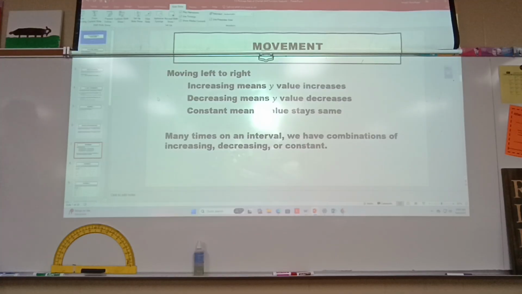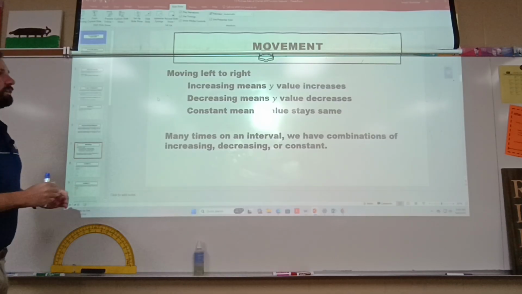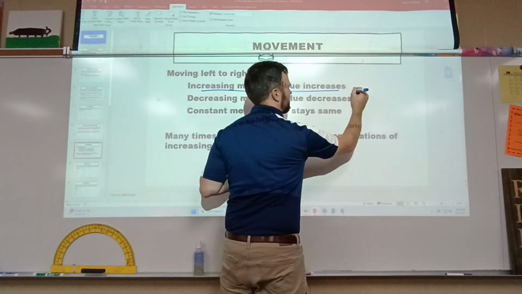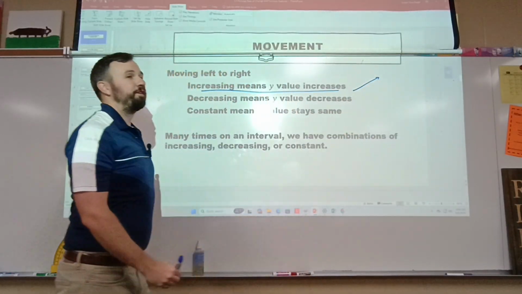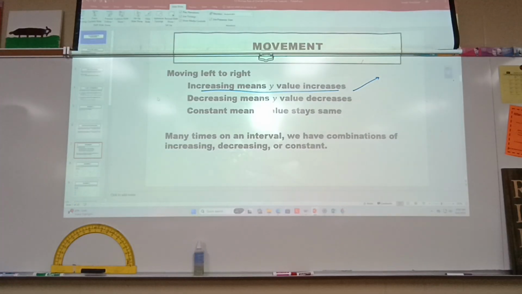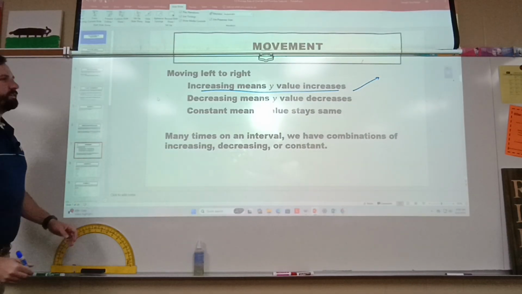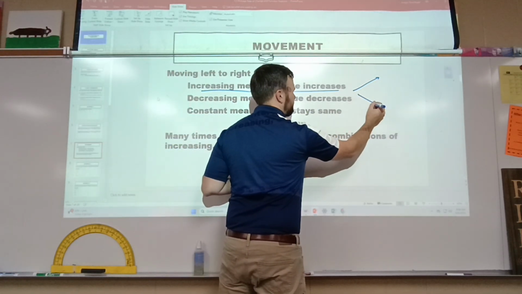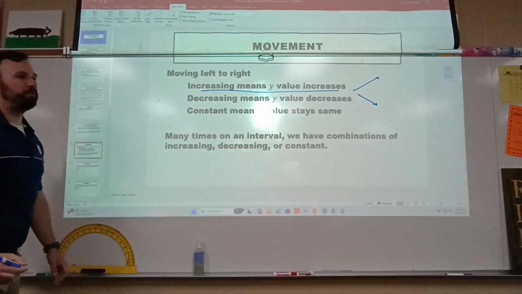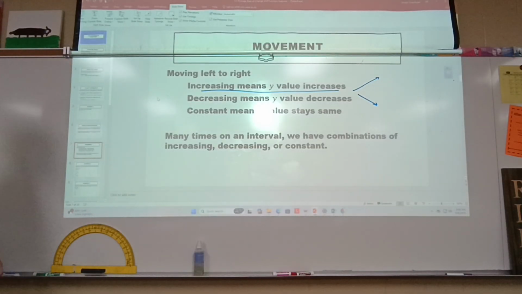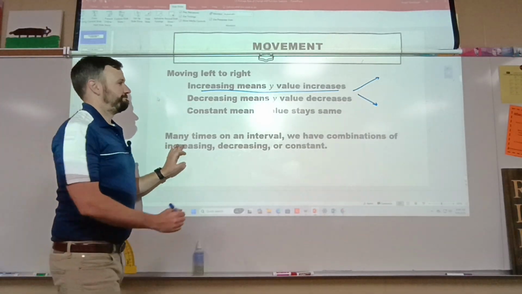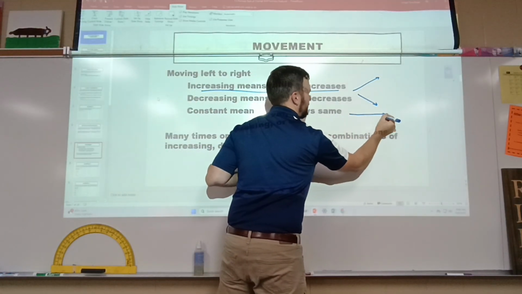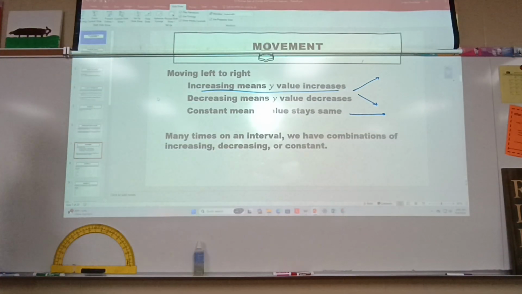Here's the layman's term version of it. Increasing means the Y value increases. My money over time is going up. Decreasing is going down, like if you bought Bitcoin 4 weeks ago. Constant means it's flatlining. It's not going up nor down. It's staying the same.